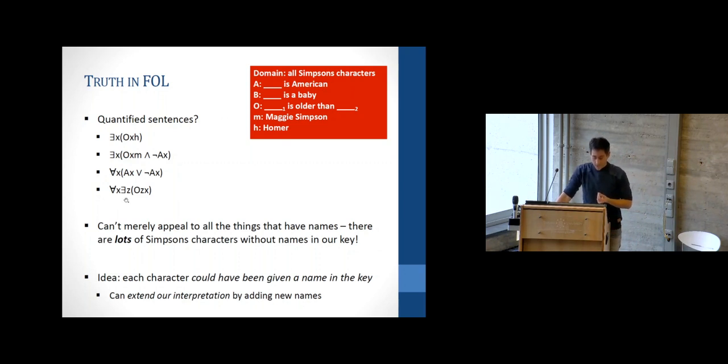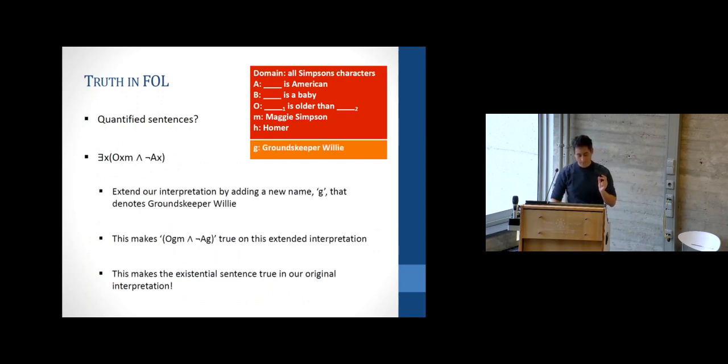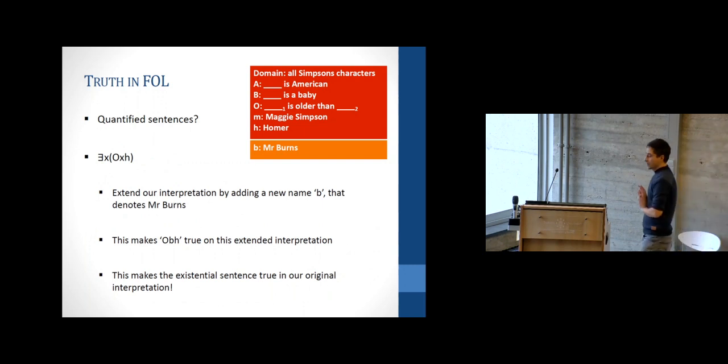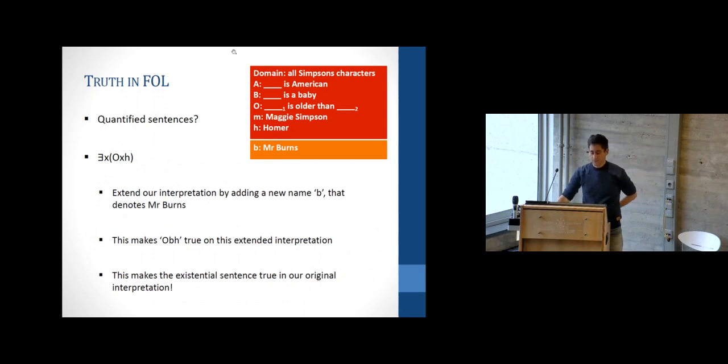Let's look at the last one. Let's go over each one of them. Now, how we do it in the official way. We can always extend our interpretation by adding new names that refer to some existing object in the domain. Because Mr. Burns is already among the Simpsons characters, we can extend the language with a name for Mr. Burns. And now the sentence OBH is true: Burns is older than Homer. This is how we make existential sentences true. We find 2 names in the domain that make it true, and if we don't find them, given a fixed domain, we can always extend with a name for some object that we don't have a name for.